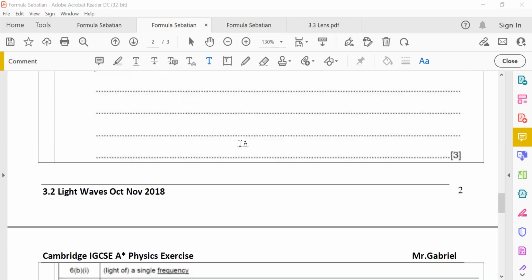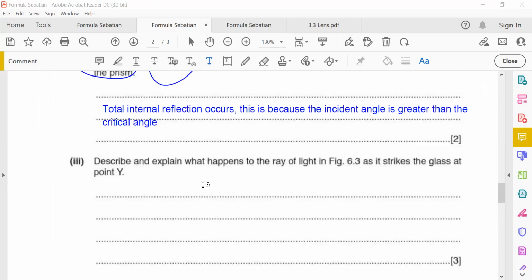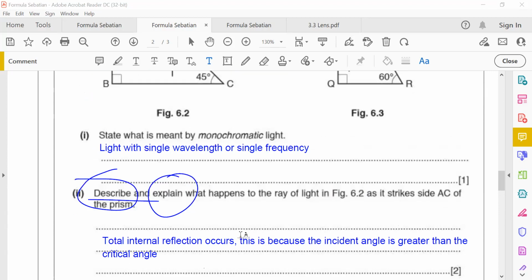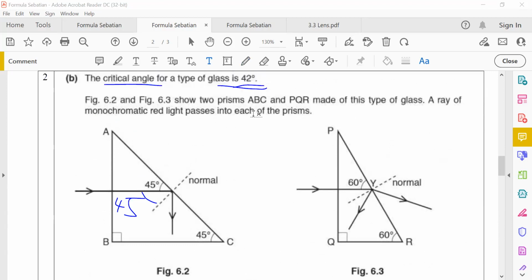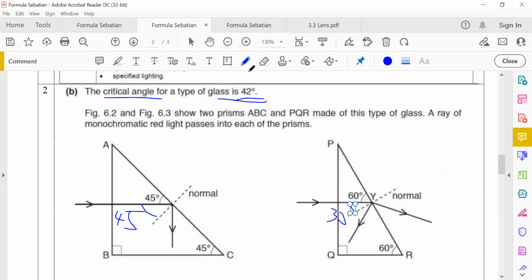And finally, describe and explain what happens to the ray of light in figure 6.3 as it strikes the glass at point Y here. So at this point, what's going to happen? Refraction is going to occur right at point Y. Why would they draw this thing here? Weird. This is 30 degrees, which is clearly less than the critical angle. That's why it's supposed to go through normal refraction. I don't know why this is here though.